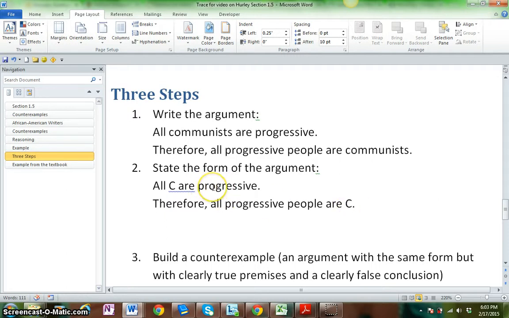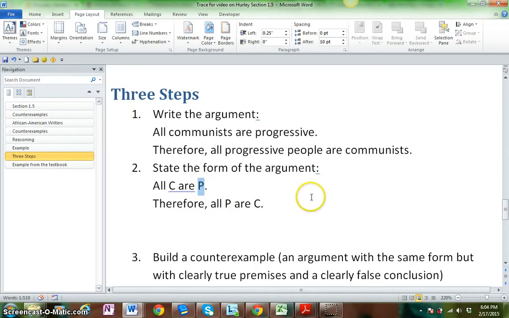And you do the same for the other category. Progressive people, the most natural substitution would be P. You could have used the letter A and the letter B. It doesn't matter, as long as you do this uniformly. So all occurrences of communists will be replaced by the same letter, in this case, C. If you pick another letter, you'll be using that letter throughout, and the same for P.